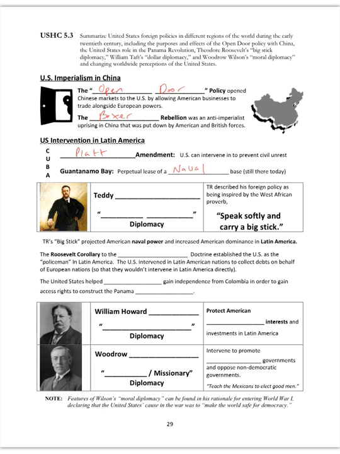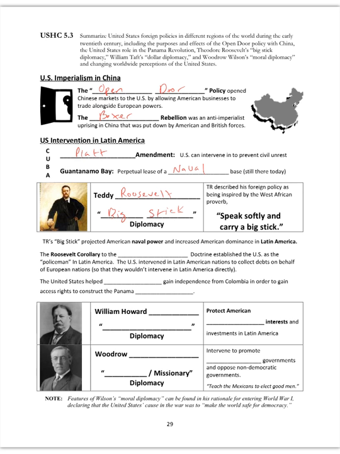Okay? So under President Teddy Roosevelt, we have his big stick diplomacy. Teddy Roosevelt described his foreign policy as being inspired by the West African proverb, "Speak softly and carry a big stick." Teddy Roosevelt's big stick projected American naval power and increased American dominance in Latin America.